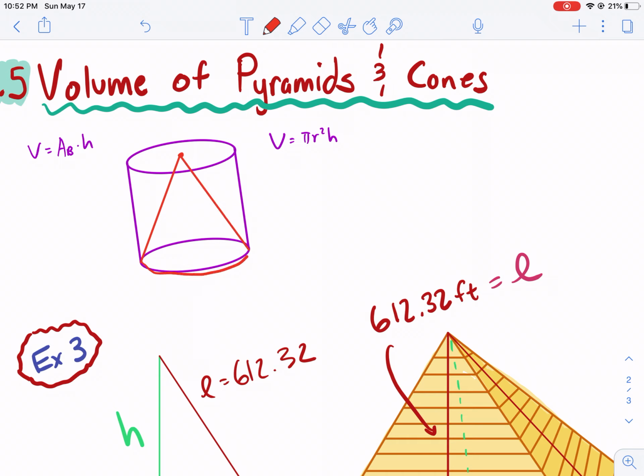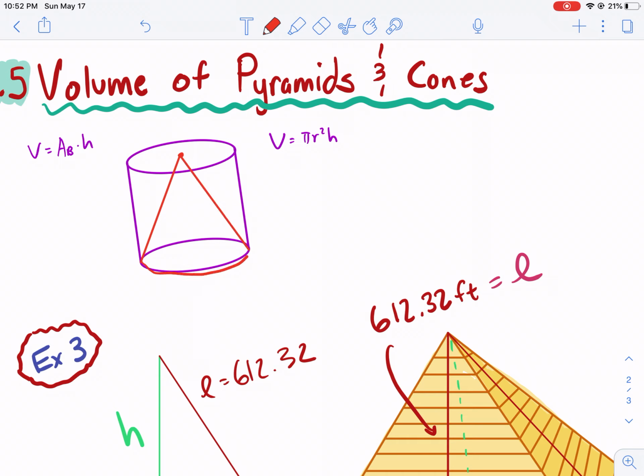So I'm going to take 612.32, square it. 612.32 times 612.32. Oh boy, I messed up. 612.32 times 612.32 equals. Okay, I get a big number. I'll show that in a second. This is going to be h squared. I know it's a different color, but speed is the key here.